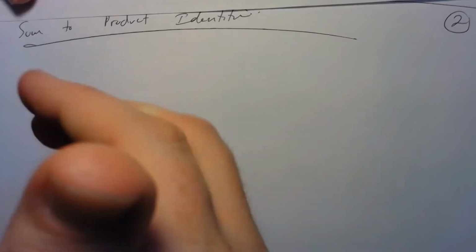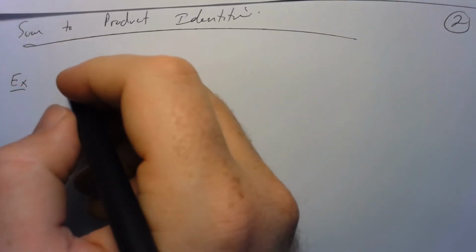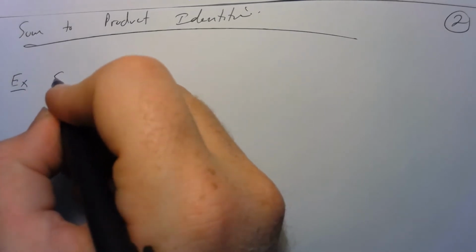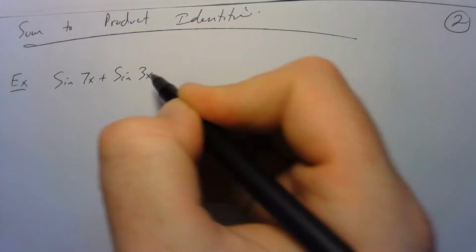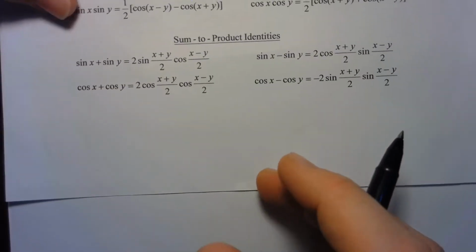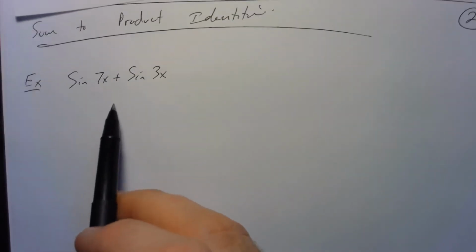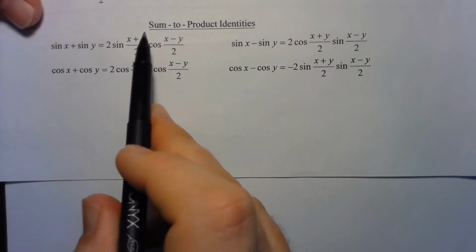So let's look at the first examples, and they are going to be very similar to the last video that we covered. It's express the sum as a product. So I'm going to have the sine of 7x plus the sine of 3x, and then we're going to express this as a product now. Looking at my identities, we're going to look at this first identity right here where my x is now 7x and my y is now 3x, and we're going to have 2 times the sine of all this stuff times the cosine of all this stuff.